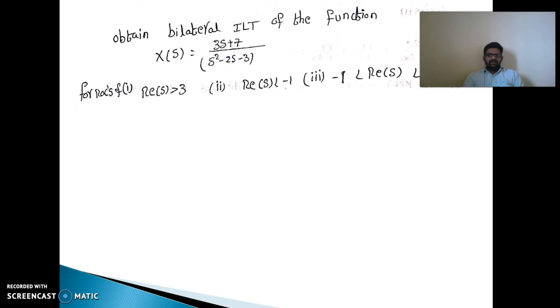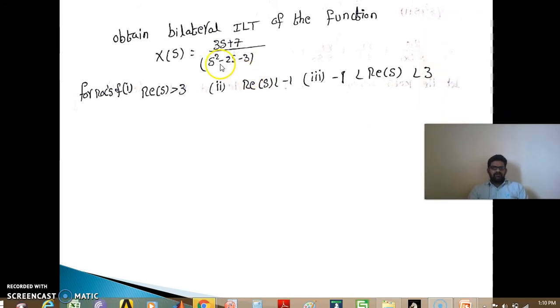Next, you obtain the Laplace transform for the function (3s + 7)/(s² - 2s - 3). He has given three sections of ROC. First ROC is Re(s) greater than 3. Second ROC is Re(s) less than -1. Third ROC is Re(s) less than 3 but greater than -1. So a right-sided function, a left-sided function, and a two-sided function.